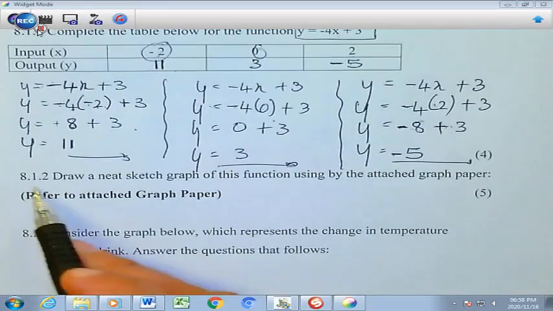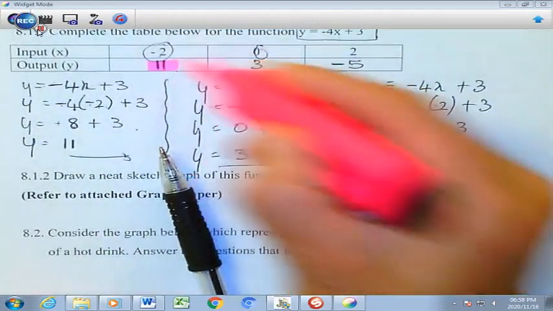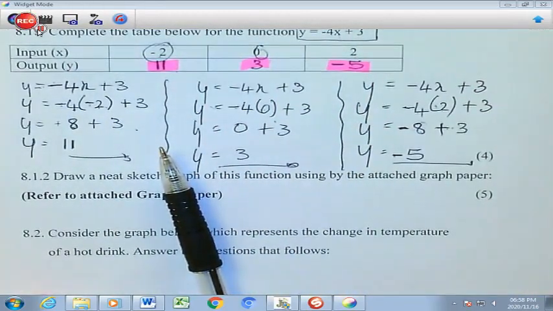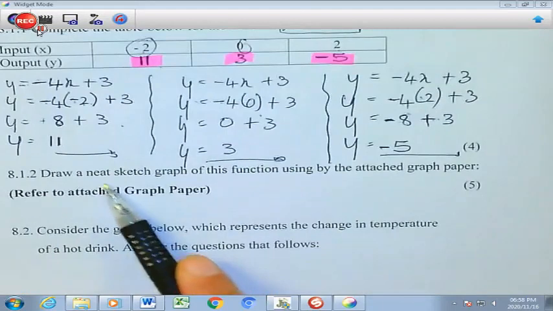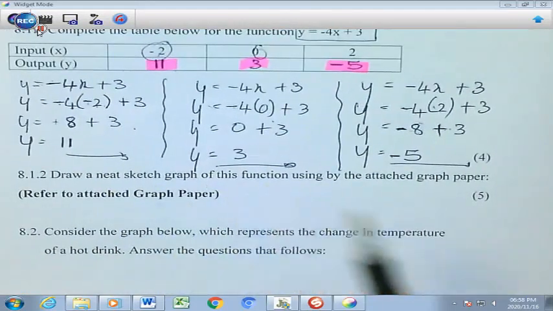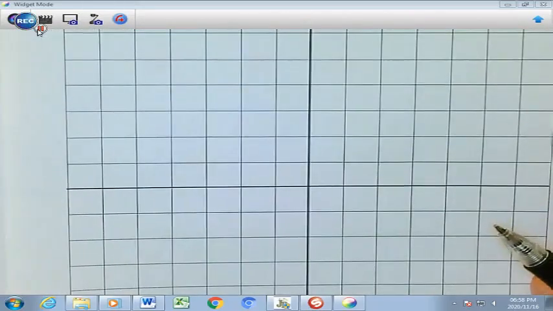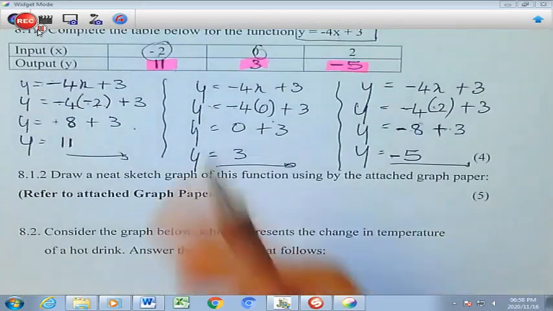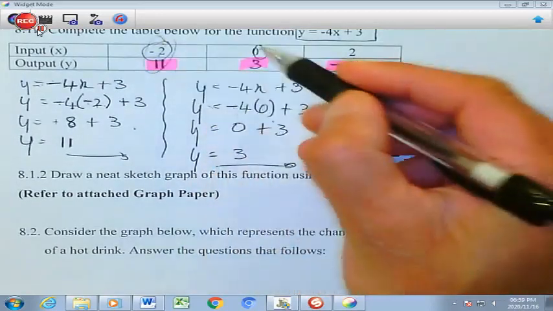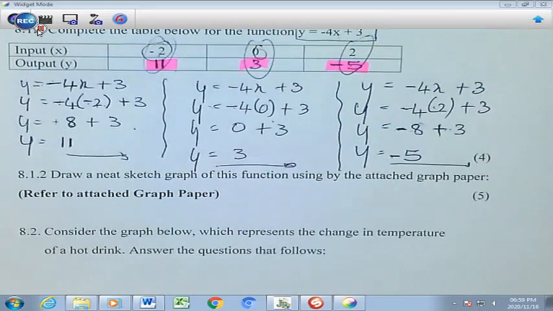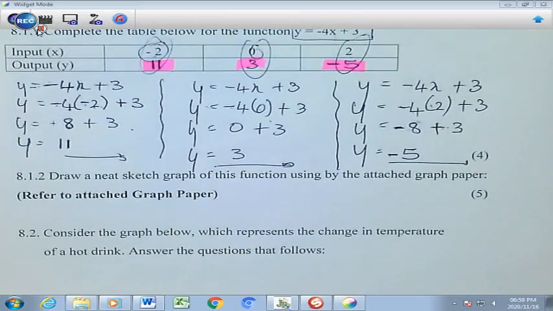So if we move to 8.1.2, now you are going to take these ones. Now I want to highlight, these were your answers which you're going to get 3 or 4 marks for. And you now have to take that information and neatly sketch a graph on graph paper which will be attached. So there's the graph paper, and I will speak about the graph now. So just remember, we have 11, 3 and negative 5. So it has to be taken into consideration when you are going to draw your graph. Right, so the first thing I'm going to do is set up my graph on my graph paper.